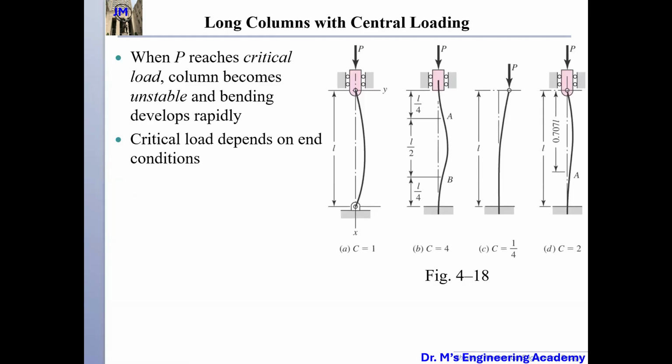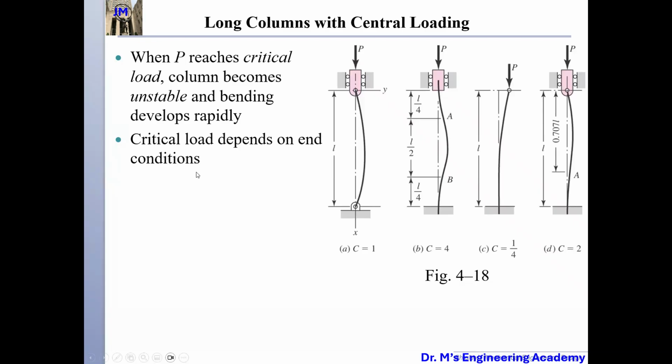So first one, we talk about long columns. You can understand the columns as beams or whatever kind of member. So this is a P. When P reaches a critical load, right? I just say critical load. I did not say how to calculate critical load. The column becomes unstable and bending develops rapidly. So critical load depends on the end conditions.